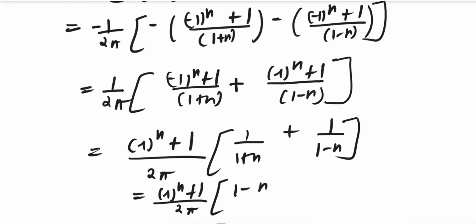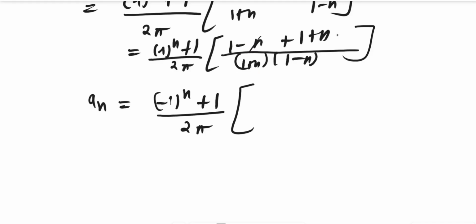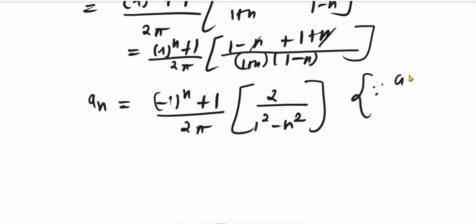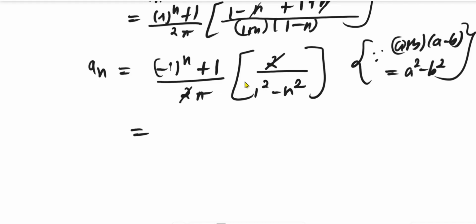On simplification it is 1 minus n plus 1 plus n divided by 1 plus n multiplied by 1 minus n. So a_n is equal to finally minus 1 raised to the power n plus 1 divided by 2 pi, in the bracket minus n and n cancel. It is 2 upon 1 plus n, 1 minus n is 1 square minus n square, since a plus b and a minus b form gives a square minus b square. So a square minus b square, that is 1 square minus n square. Now the 2 cancels with 2.